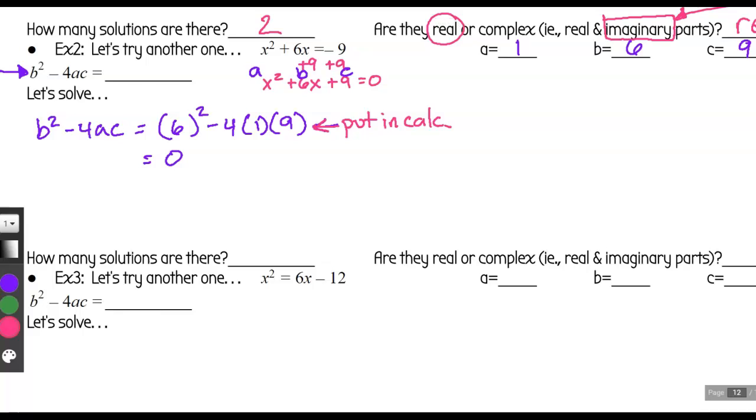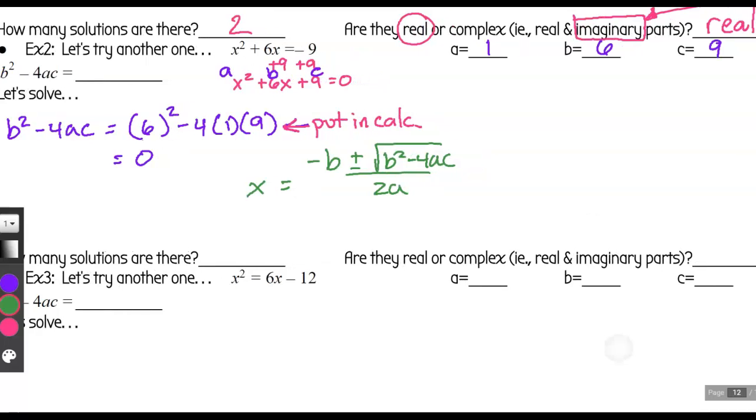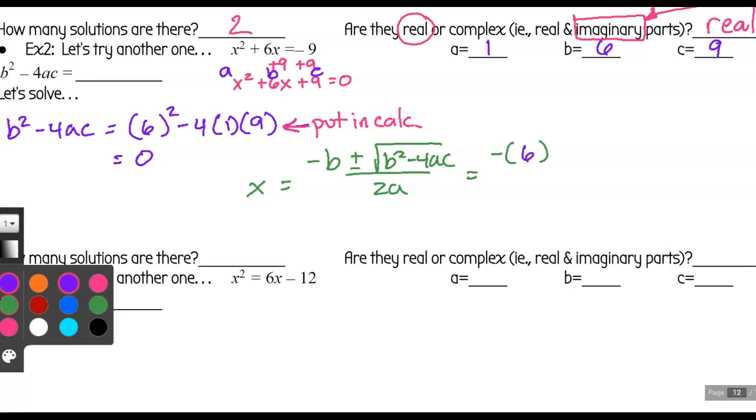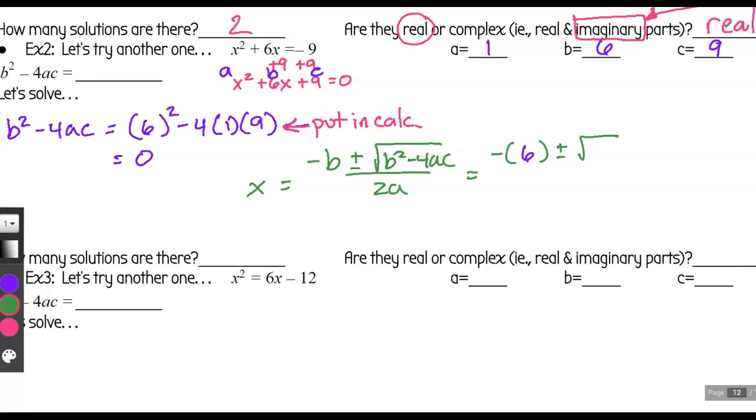So x is going to equal negative b. I guess I'll write the formula. So, x equals negative b, which our b was 6, plus or minus the square root of what we just found the discriminant to be. What was it? 0. All over 2 times a. What was our a? 1.